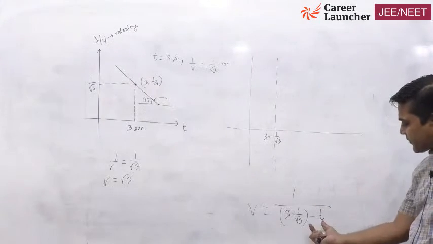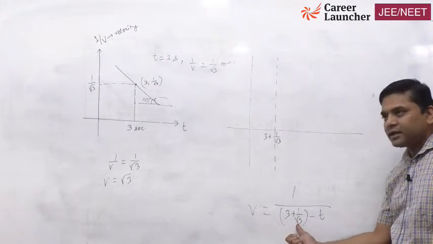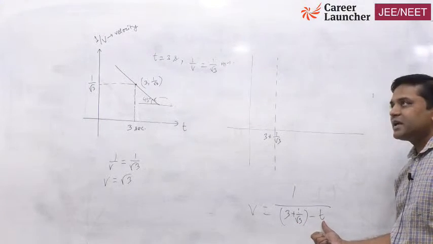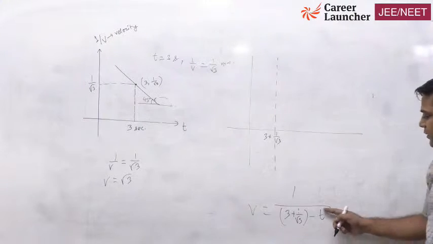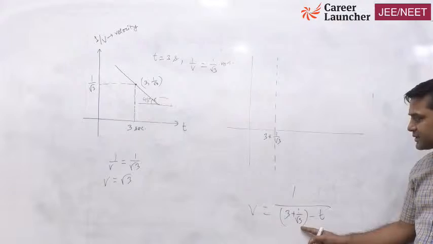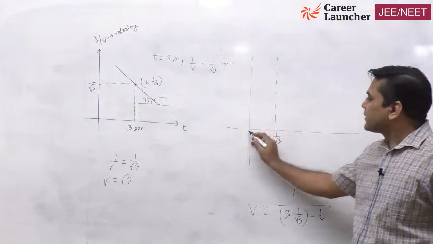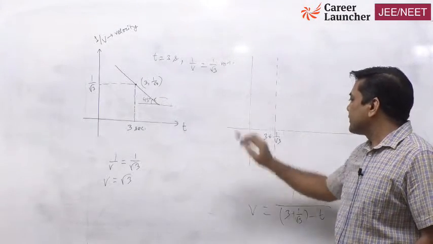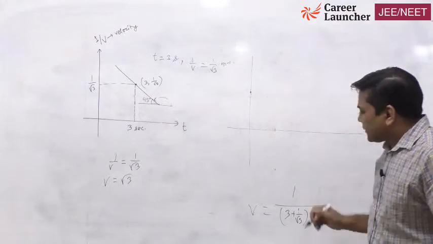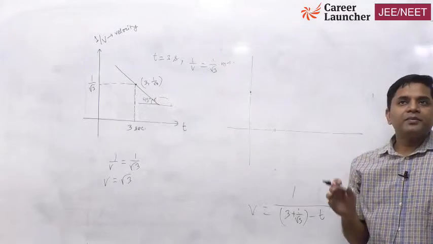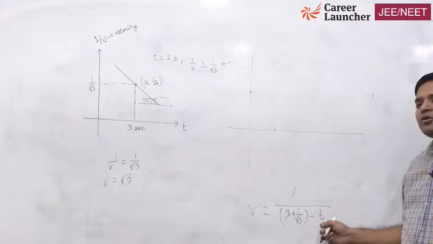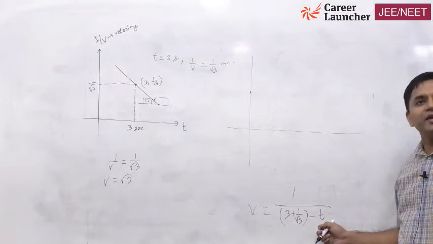At this point, if t is just greater than that, it goes to infinity, and as t increases, this keeps on decreasing. Check: at t equal to 0, the answer is 1 by 3 plus 1 by root 3. So at t equal to 0, this is the value you can write. Okay, just a minute. I'll make it very simple. I don't want to use any advanced technique to draw this graph. I'm just going to substitute the values, that's all.